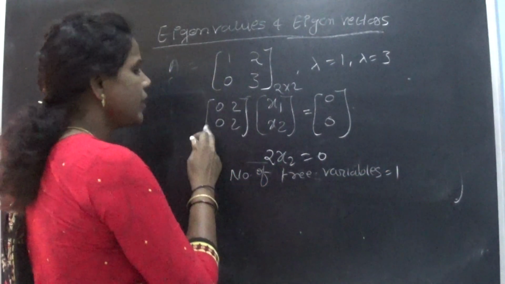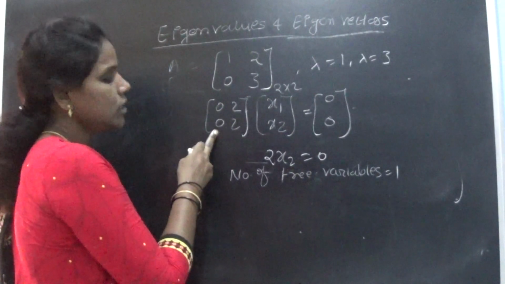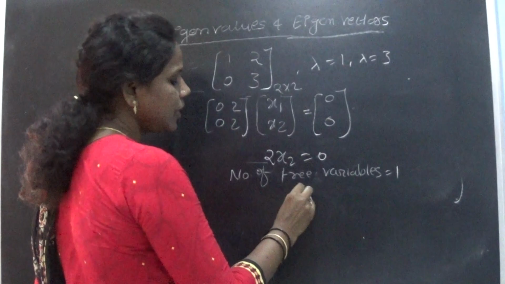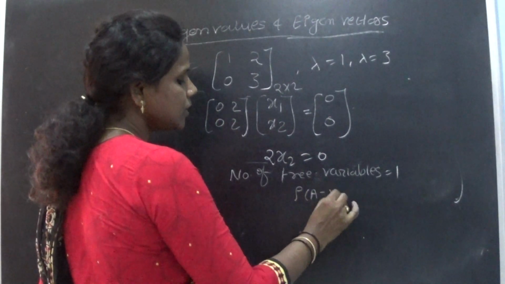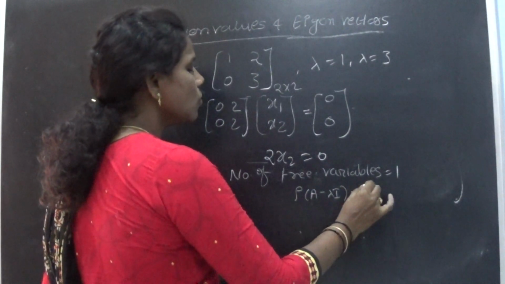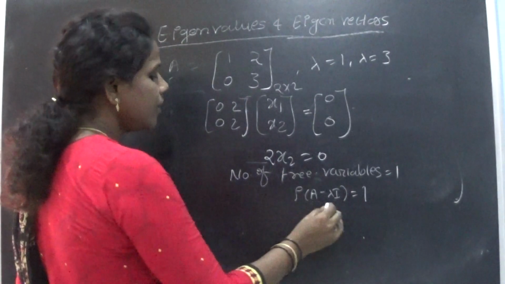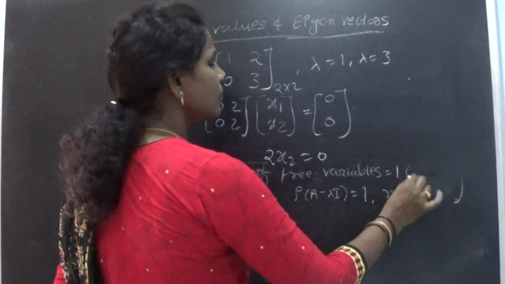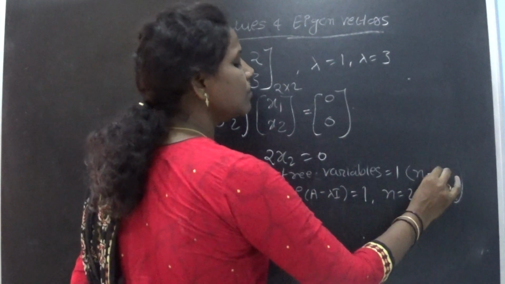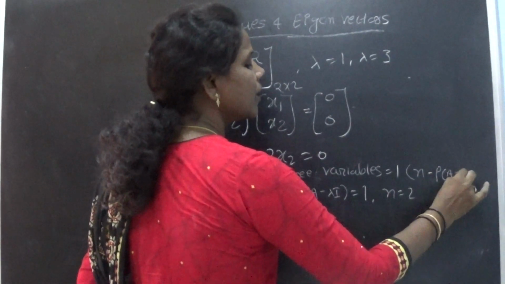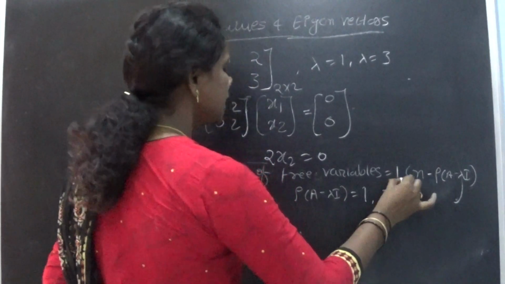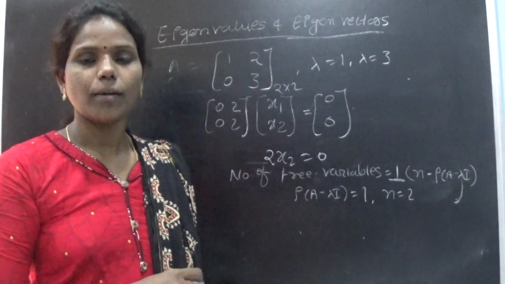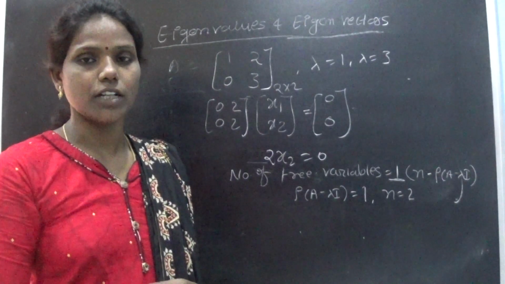One. Why? Because here we have two equal rows. When we get two equal rows, the rank of A minus lambda I equals 1 only. And the number of unknowns is 2. So to get the number of free variables, we have the formula n minus rank of A minus lambda I. It becomes 1. That's why we can choose any one of the variables as a parameter, an arbitrary constant.